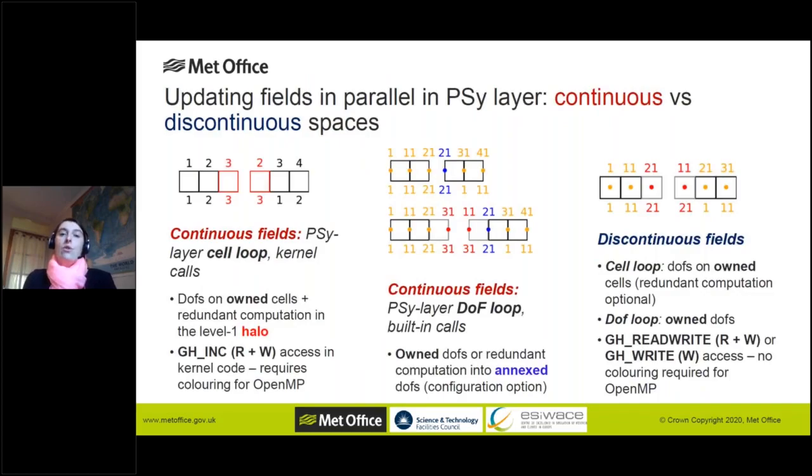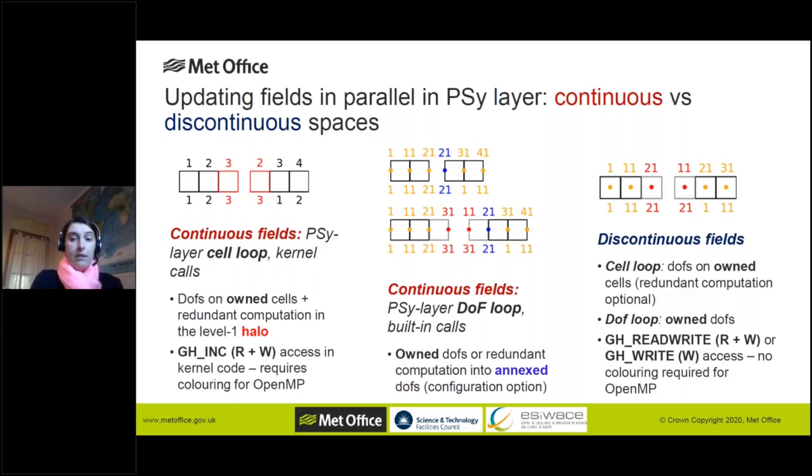So why are we reiterating all this information about whether a function space is continuous or not? Well, simply because we need to know how to safely update the field data in parallel. So for continuous function spaces, when applied in kernel calls, if we want to update the fields on them, we need to use metadata gh-inc. Gh-inc means that when applying OpenMP, this needs to be done with coloring, which is something that Rupert will show in his shared memory tutorial tomorrow.